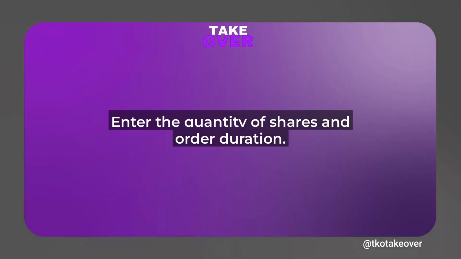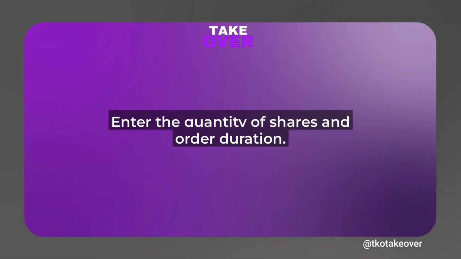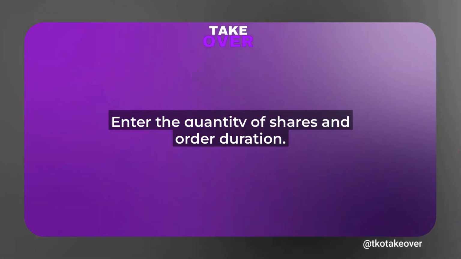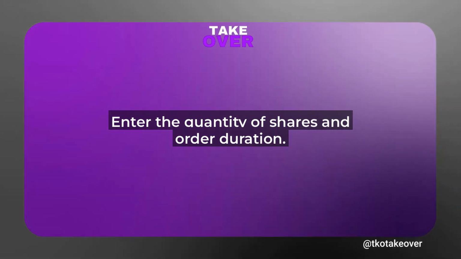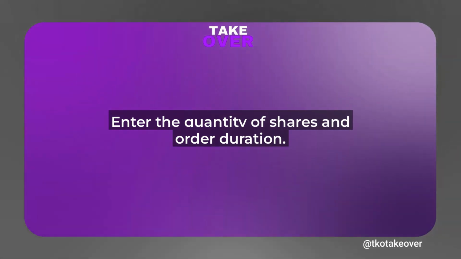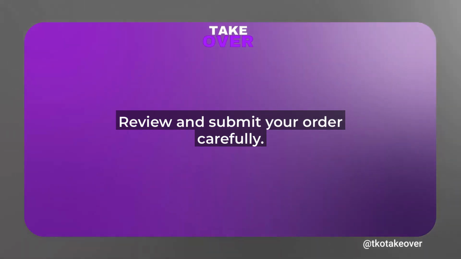Step 5. Specify the number of shares and any other details, like how long the order should last, e.g., day or good till cancelled. Step 6. Double-check everything: your limit price, quantity, and total cost. Once you're good, hit Review Order, and then Submit. And just like that, your limit order is placed.